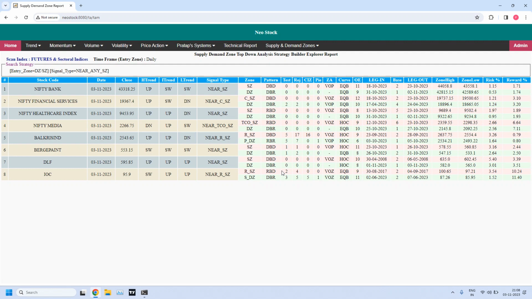Why are we saying the structure is not good? Because it doesn't have any origin where the actual supply is generated. So that level of analysis you have to do from now onwards.